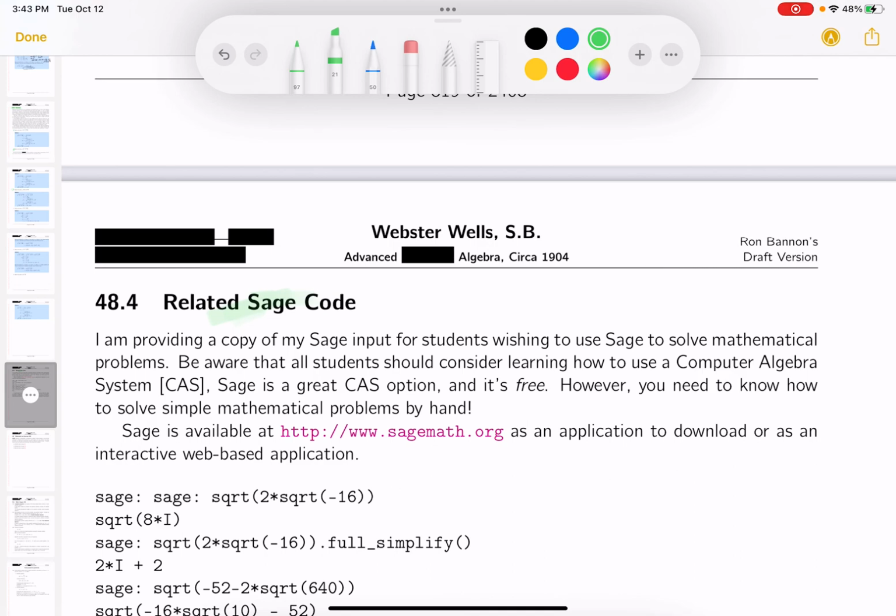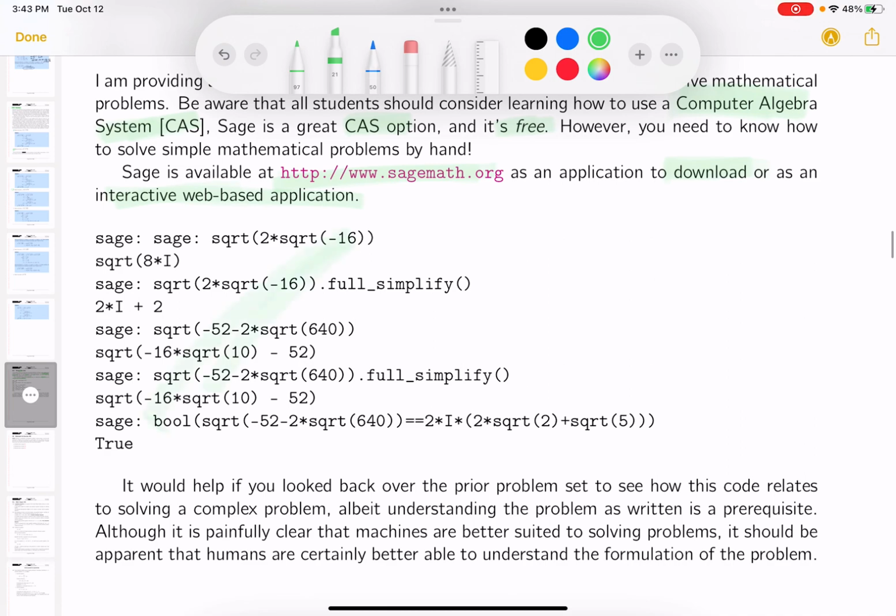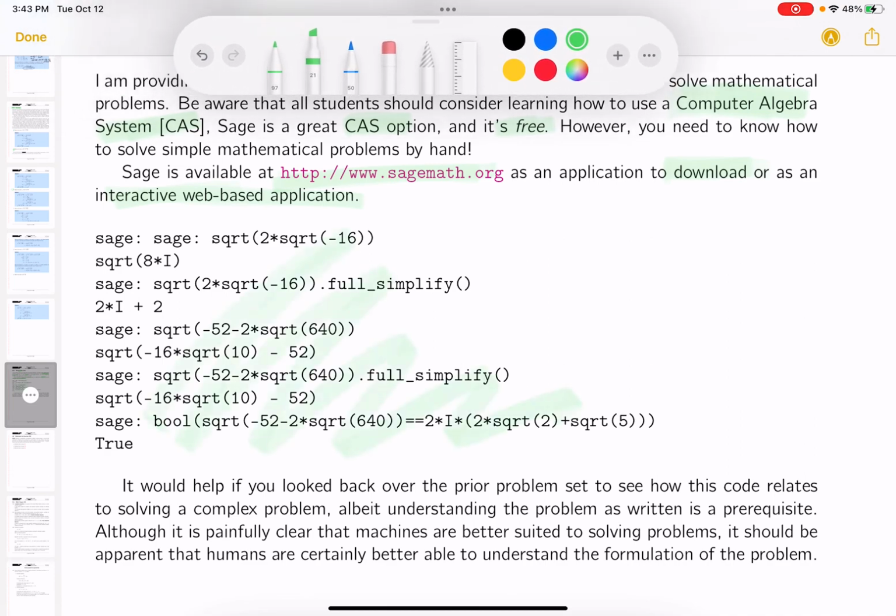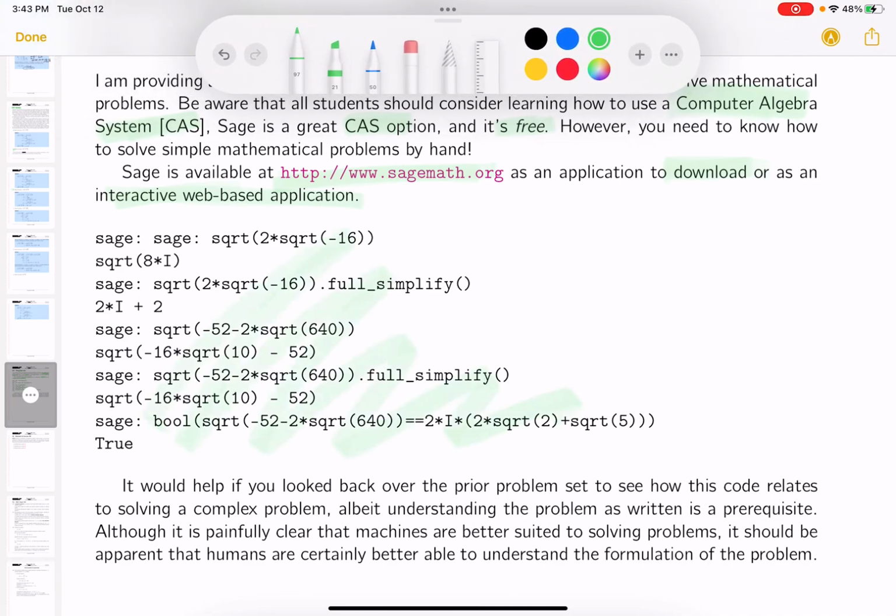Sage, what's Sage? It's a computer algebra system, CAS for short, open source. This is the website. You can download the application or use the interactive web-based application. Look at the code. My goal here, though, is not you guys looking at code so much, but looking at what Wells is asking you to do and try to do it by hand, with some exceptions, by the way.